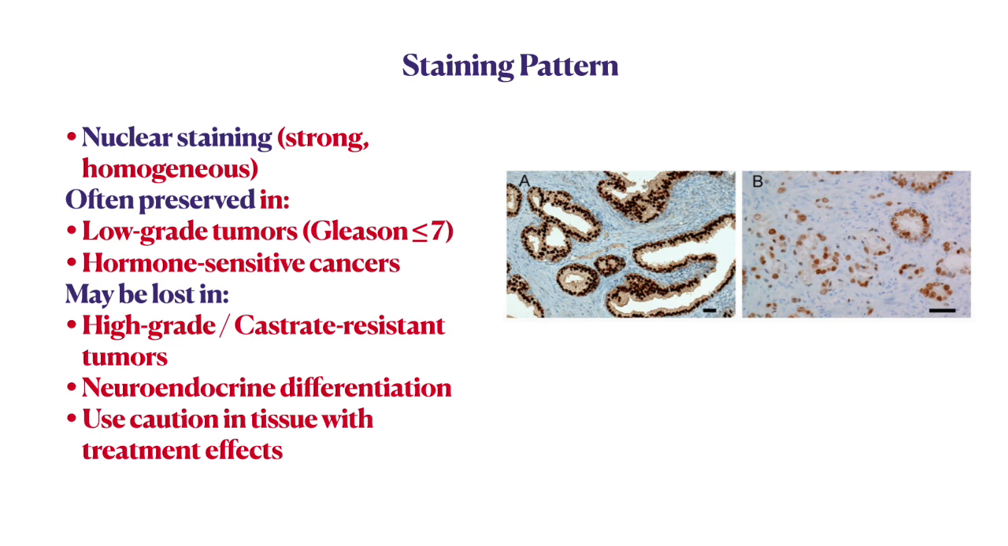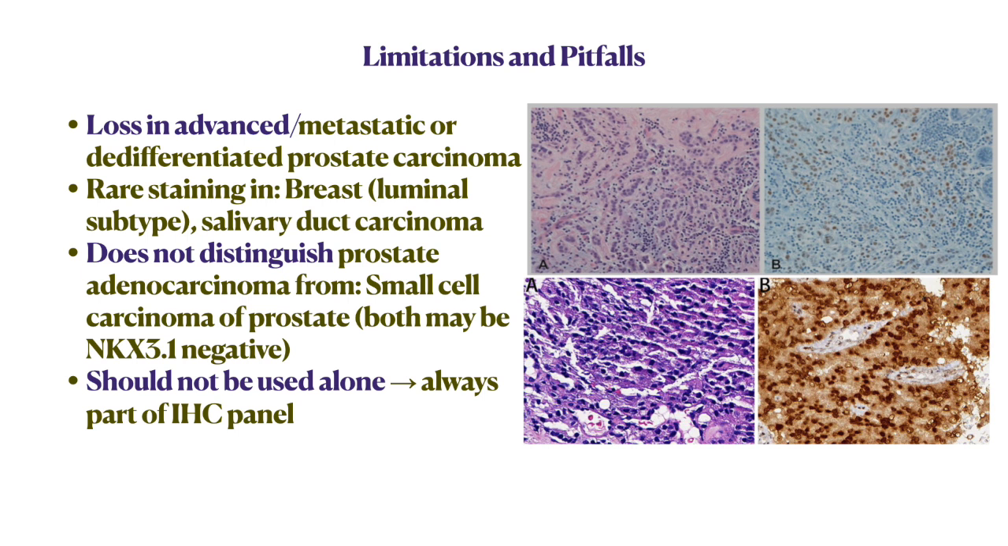The limitations are the fact that it is lost in your high-grade tumors and neuroendocrine prostatic malignancies, and occasionally it can be positive in a few subtypes of breast malignancies like lobular carcinomas and in salivary duct carcinomas. It may not be useful to differentiate prostatic acinar adenocarcinomas from small cell carcinomas of the prostate, as both may be NKX3.1 negative in high-grade prostatic malignancies.